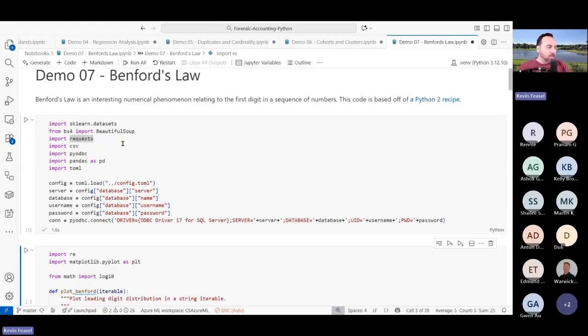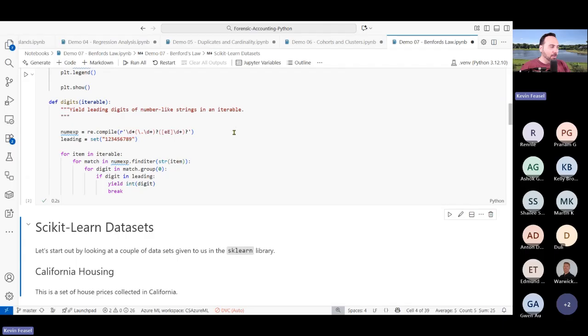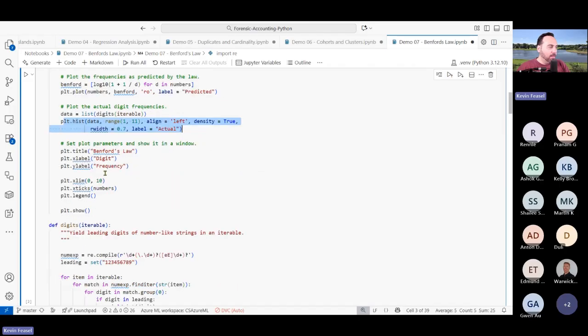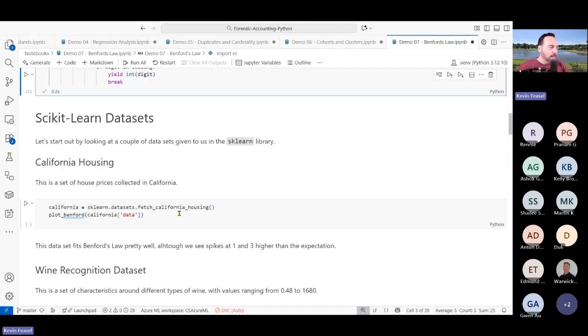And so I'm going to plot the Benford's Law first, just to show you what the numbers should look like. So I've got a couple of functions. One is this function to plot Benford, and I have the digits. I'm going to plot this out. The other one is breaking out digits, like yielding a set of digits from strings.